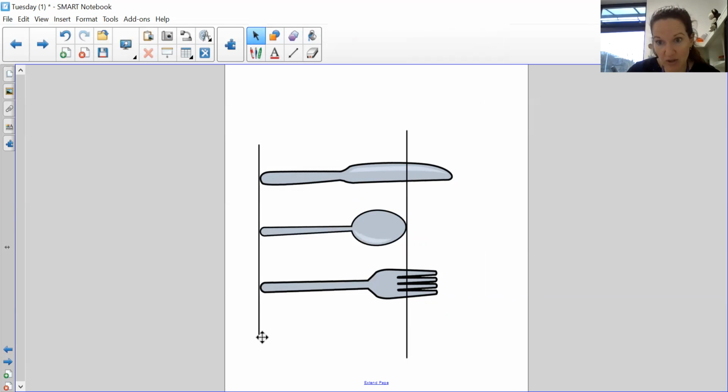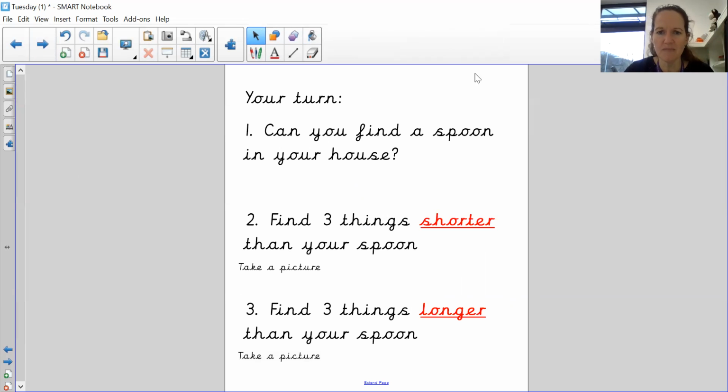So I've lined them all up. So they've all started at the same spot. And I've measured using my line, which one is the longest, which one is the shortest. Well done. So this is your activity for today.